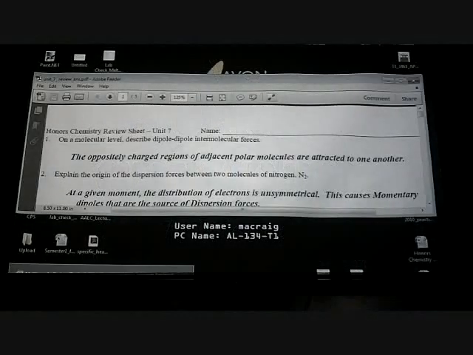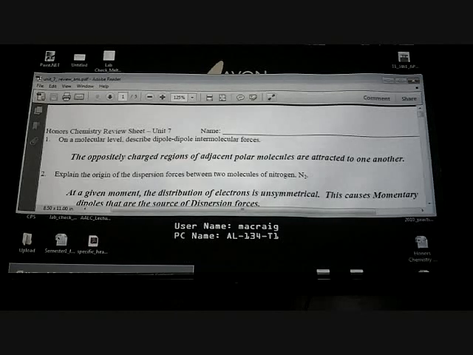All right, number one, on a molecular level, describe dipole-dipole intermolecular forces. Now, what we talk about with dipole-dipole, and again, this unit dealt with forces between molecules, not between atoms. The forces between atoms are a lot different and a lot stronger than the forces between molecules.